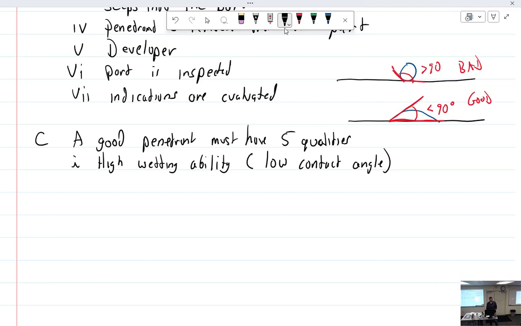Oh, I see what I did. Unfortunately, what I do is I put the five, then I go into the five a little bit more in detail in a minute, so I'll just follow that. High surface tension.